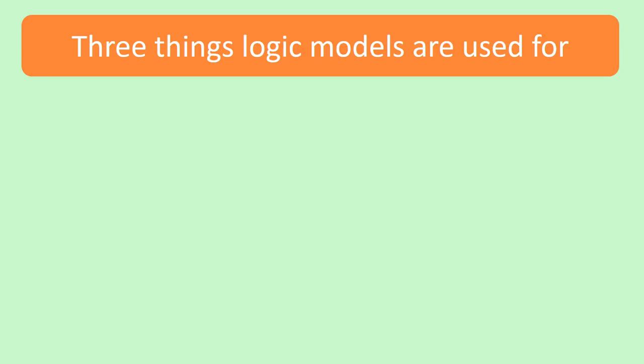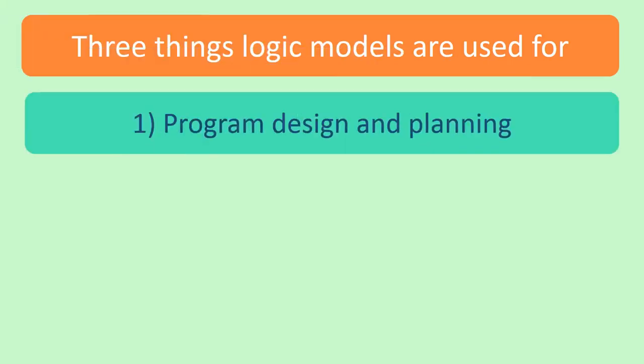Logic models are used in 3 ways. In program design and planning, a logic model is used to guide the process of creating a new program. In this capacity, logic models help demonstrate how and why a program might work and can be used to illustrate this to potential funders or other key stakeholders. In the program design and planning stage, logic models are also linked to program evaluation plans that describe how the outputs and the outcomes will be documented and measured.